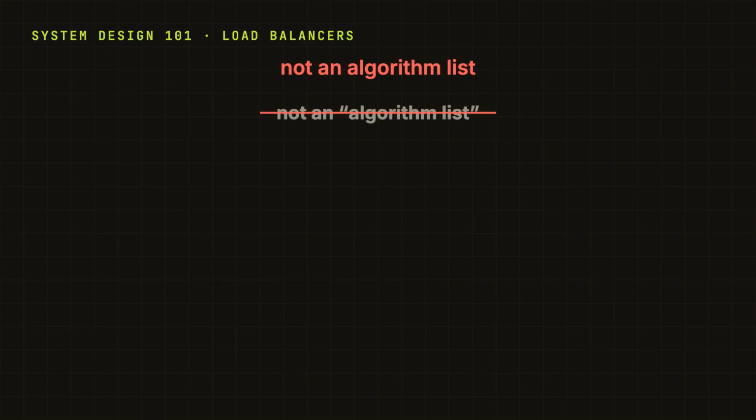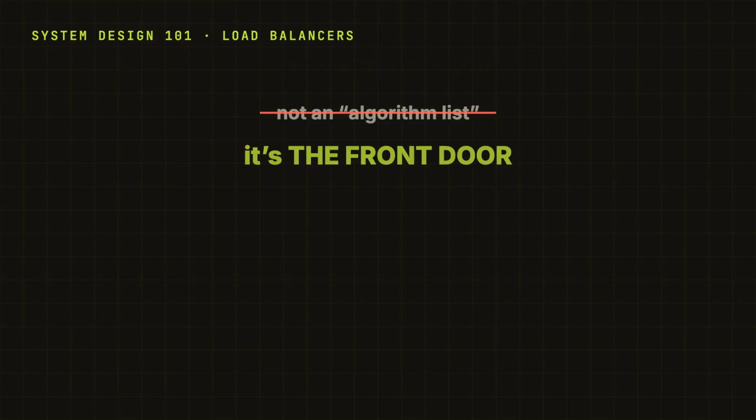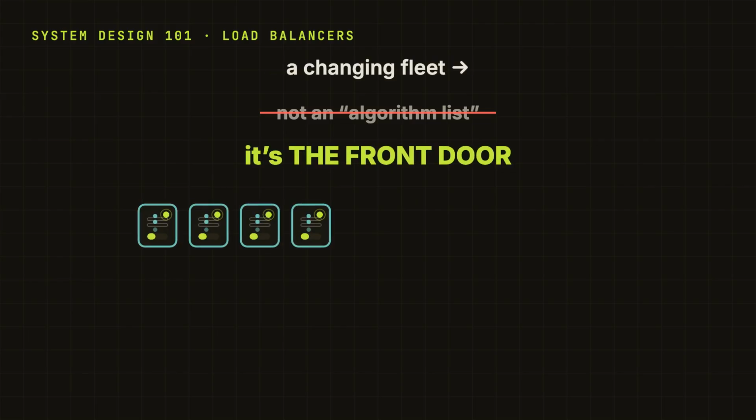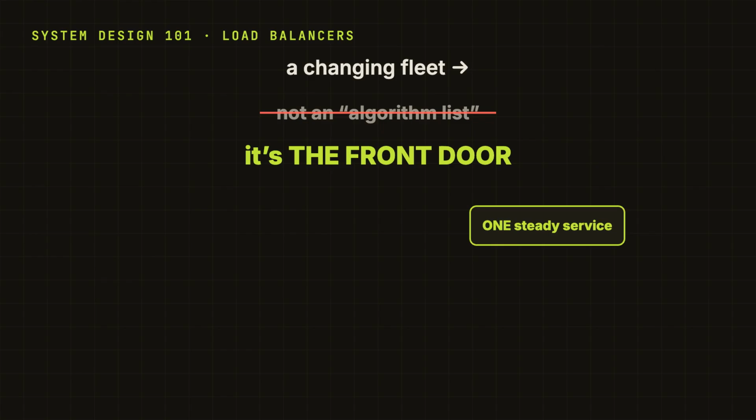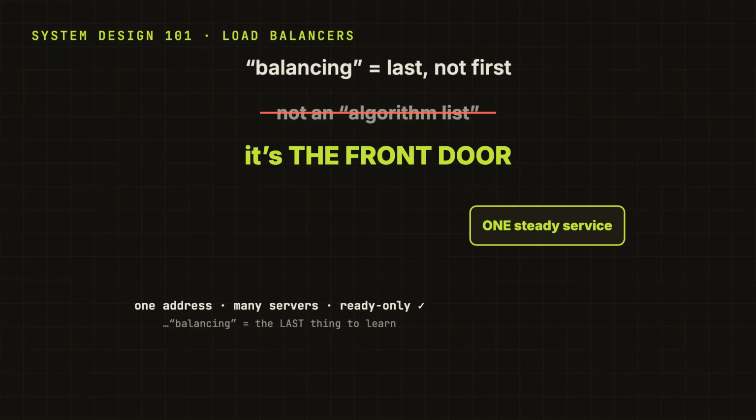A load balancer is not an algorithm list, it is the front door. The thing that makes a changing fleet look like a steady service. One address, many servers, traffic only to the ready ones. And here is the funny part: the balancing, the fancy picking it is literally named after, is honestly the last thing to understand about it, not the first.